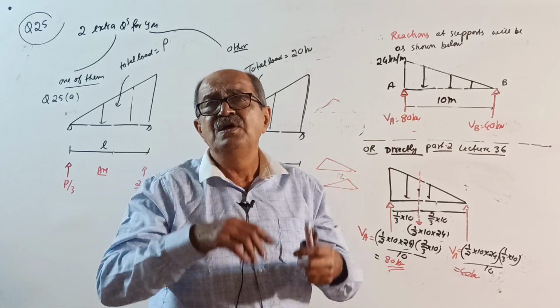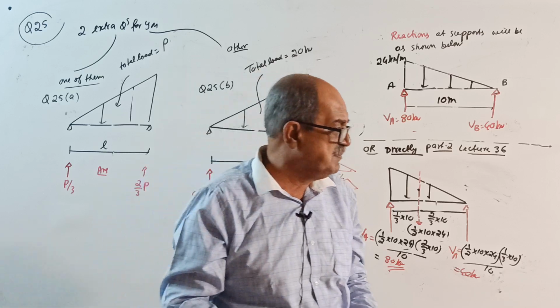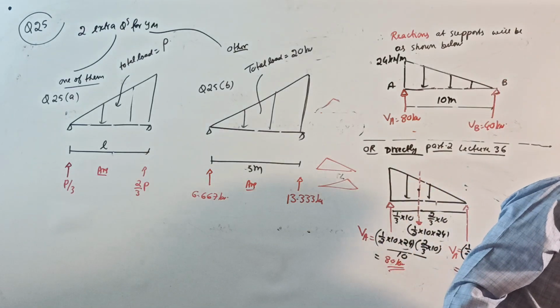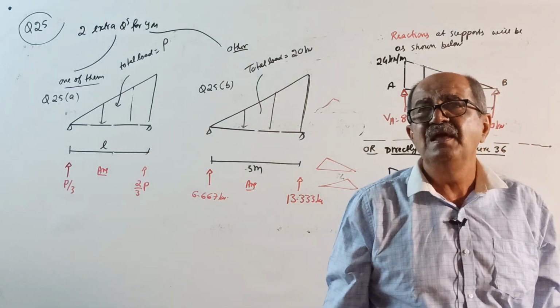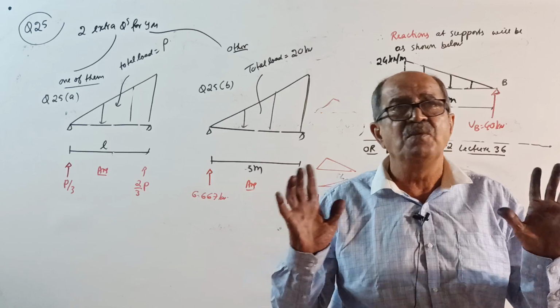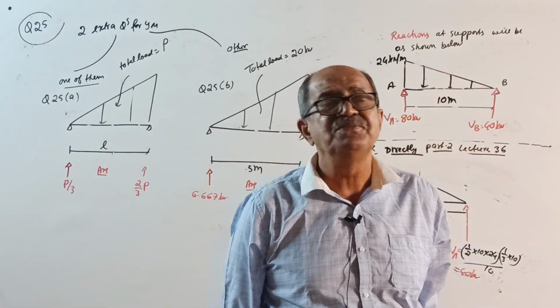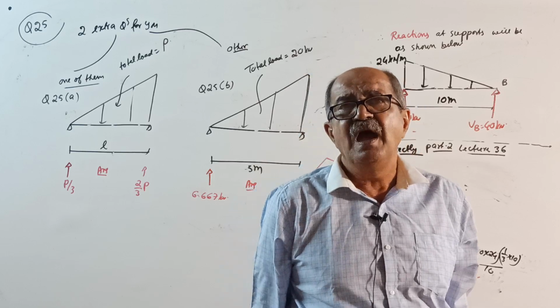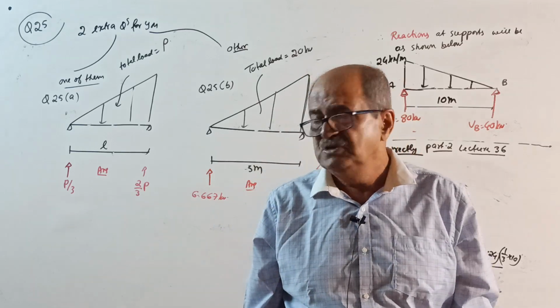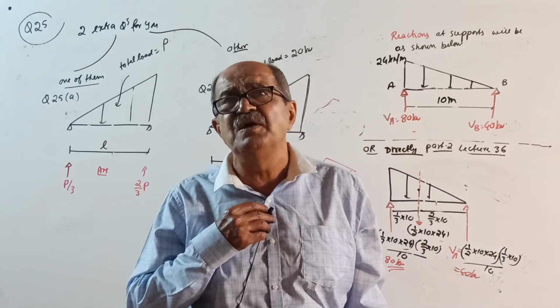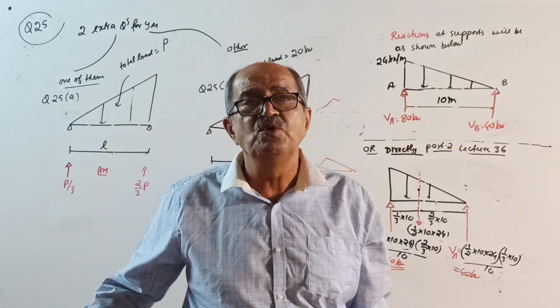Then I will go for uniformly varying load represented by a trapezium. Then I will go for couples, then combination of loads. Once that is over, I will change over to overhanging beams, then cantilever beams, and everything will be completed. So study thoroughly each and every question. Thank you. We'll meet next time.